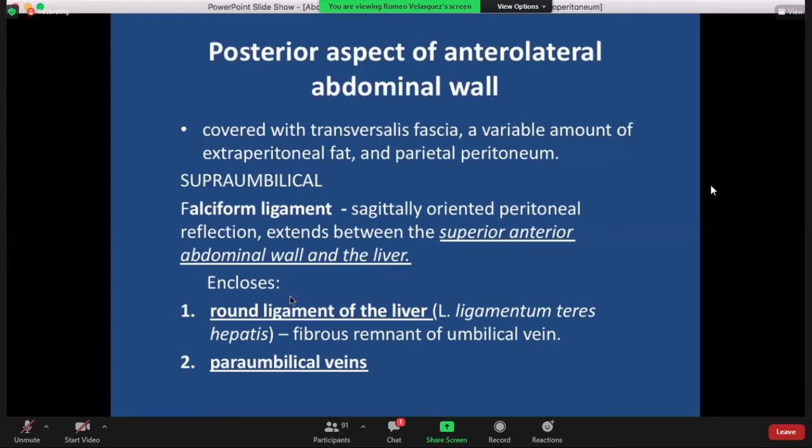And in the falciform ligament, you will find the round ligament of the liver, the ligamentum teres, and that is the remnant of the umbilical vein. The round ligament of the liver contained in the falciform ligament is a remnant, an embryologic structure, of the umbilical vein. Then you will have the paraumbilical veins.